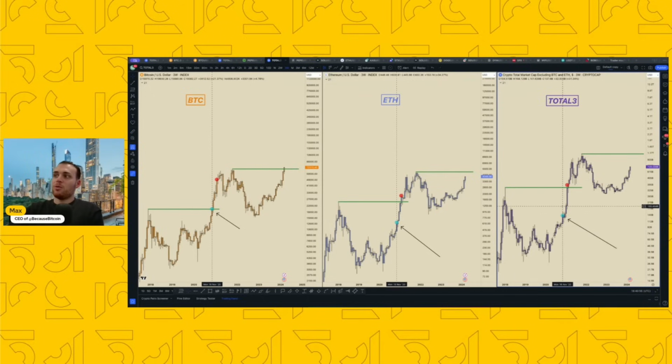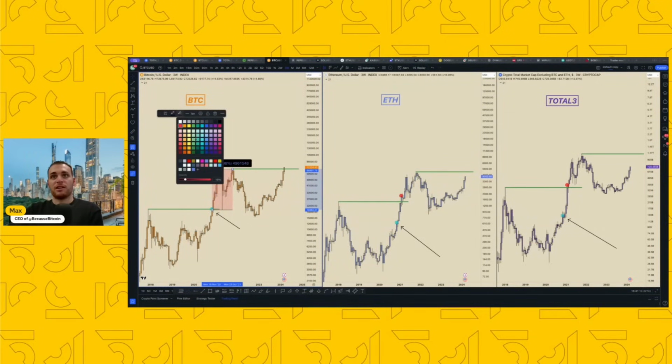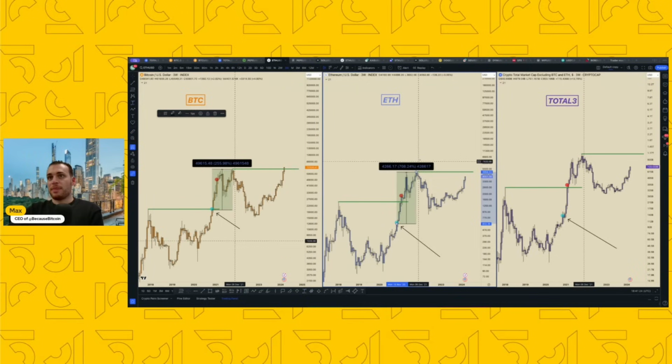You can see how much time we had until alts really caught up, but right after this happened, they did catch up. So let's actually take some measured moves. From when Bitcoin made a new all-time high right here, Bitcoin went up another 255%, it looks like. All right. And let's just figure out the other one. So from when Bitcoin made a new all-time high until the top, ETH went up 708%.